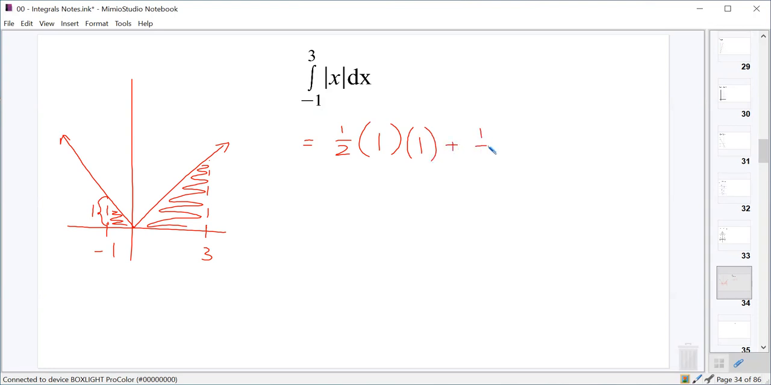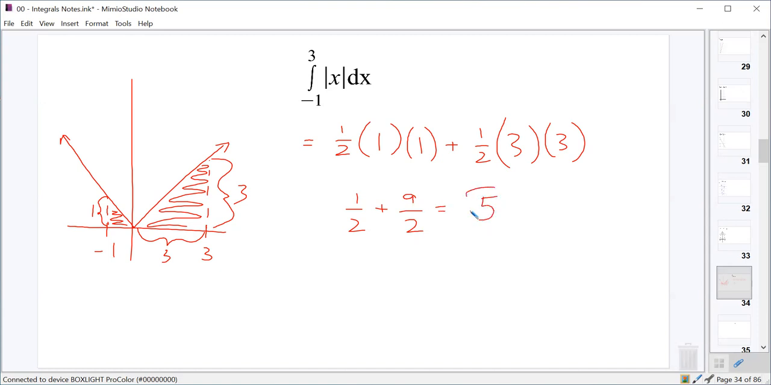And then we'll just add that to the 1/2 of this base, which is 3, and this height, which is also 3. So we end up with 1/2 times 1 times 1, which is 1/2, plus 3 times 3 is 9, times 1/2 is 9/2. 1/2 and 9/2 is 10/2, which is just 5.